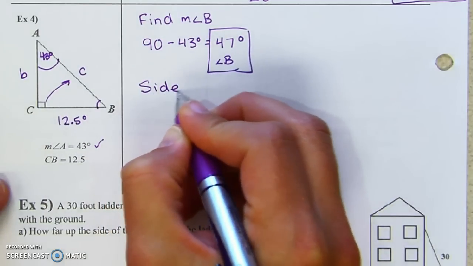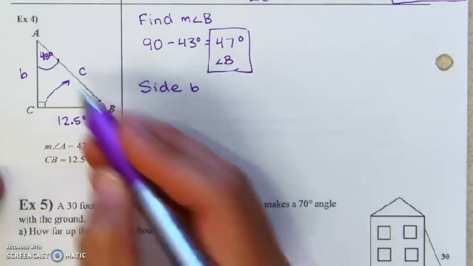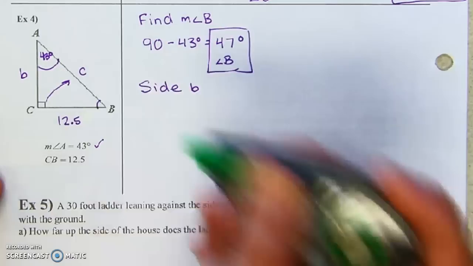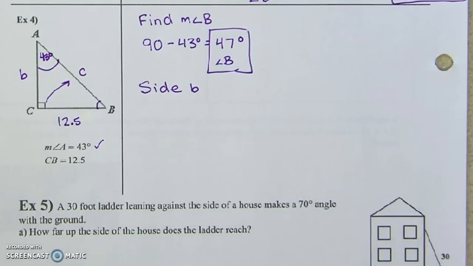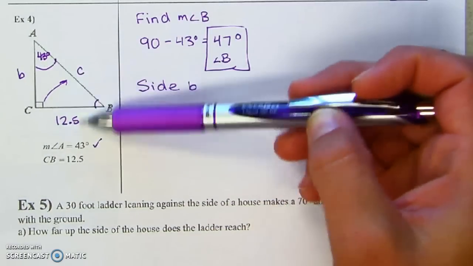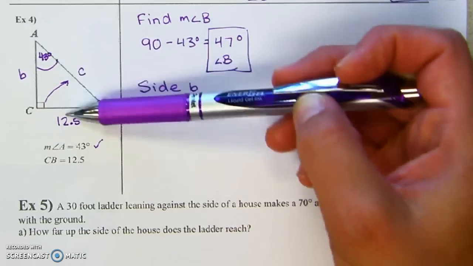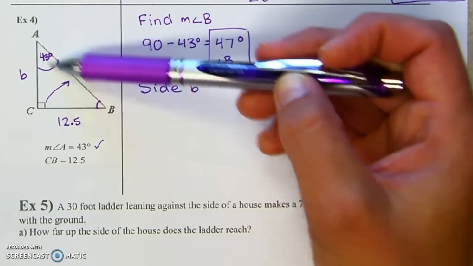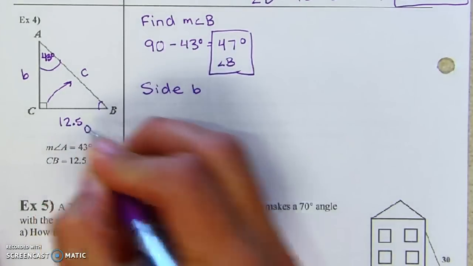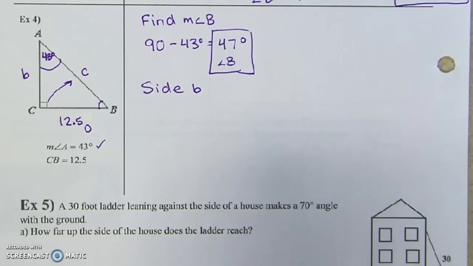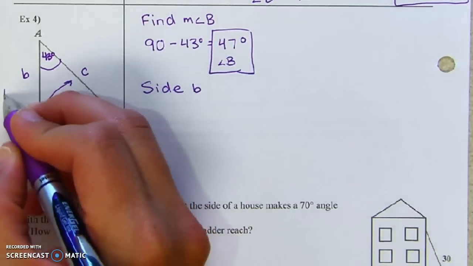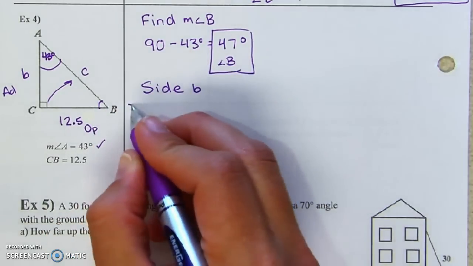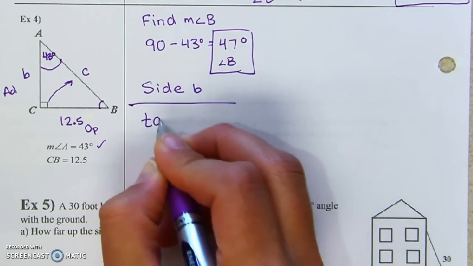So what trig function are we going to use? If we know 43 and we know, what the heck, what is this? 12.5, okay, let's find side b. So what trig function will we use with 12.5 and b? So here's our angle. What side is this and what side is this? It's not the hypotenuse. So this is going to be the opposite. Do you ever mark it with a little O sometimes? And then next to the angle here is the adjacent side. So what function uses the opposite side and the adjacent side? Yep, tangent.